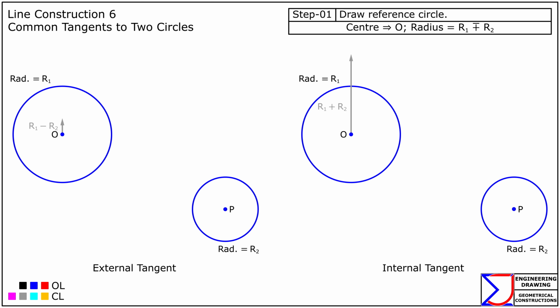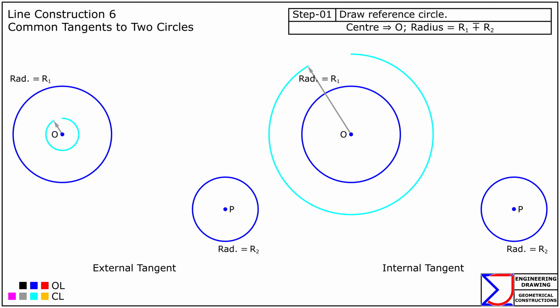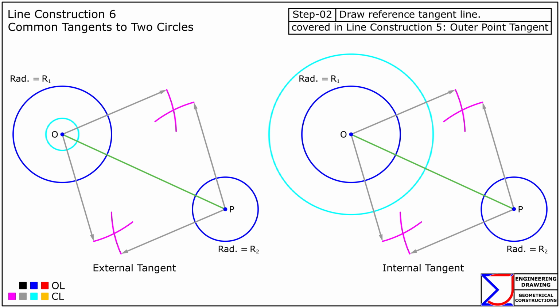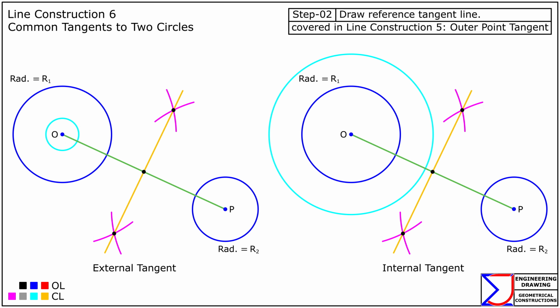First, with O as the center and radius equal to the sum or difference of R1 and R2, draw a reference circle. Next, draw a tangent to this reference circle from point P by following the same procedure used in line construction 5, tangents to a circle from a point outside it.